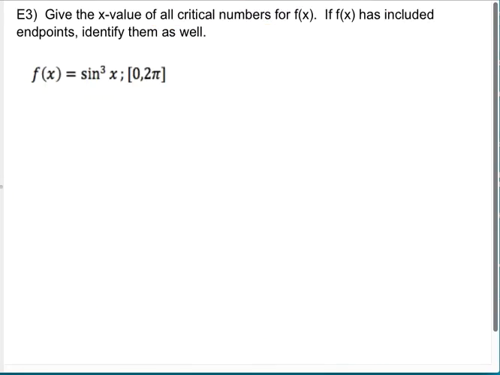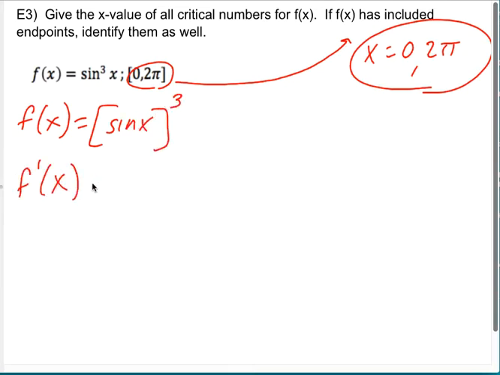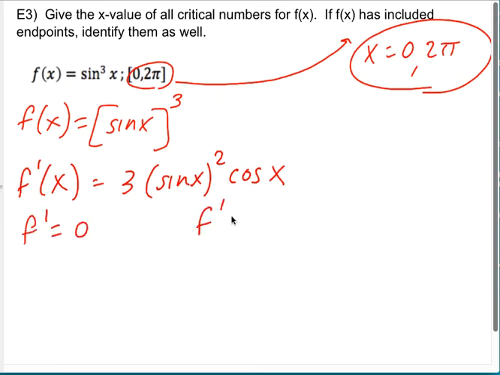All right, give the x value of the critical numbers. If f has included endpoints, identify them as well. Okay, so there are included endpoints, right? So the endpoints are x equals 0 and 2 pi. So I've got the included endpoints already. When I go to differentiate, it's a lot easier if you rewrite this as the sine of x quantity cubed. So my f prime of x is going to be 3 sine of x quantity squared times the derivative of sine, which is cosine.